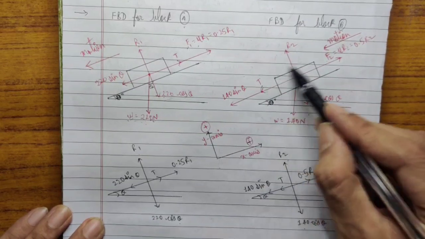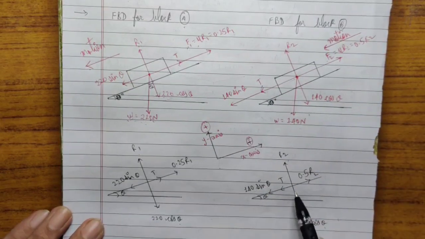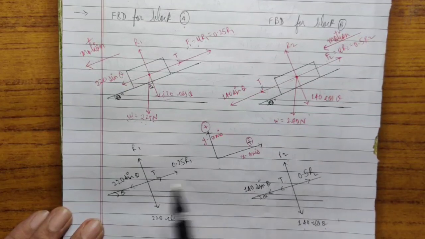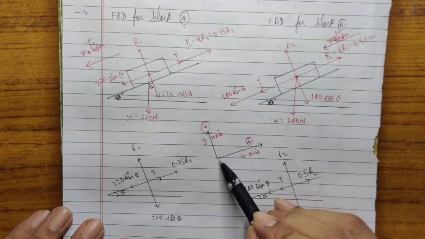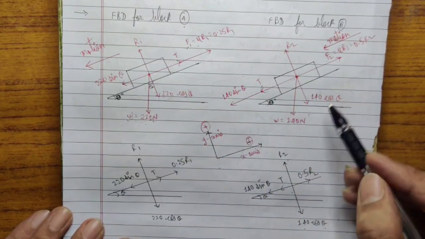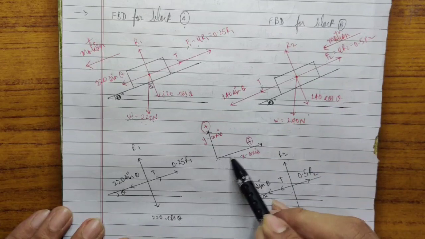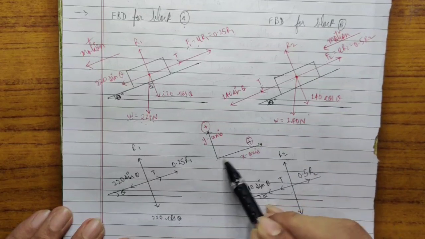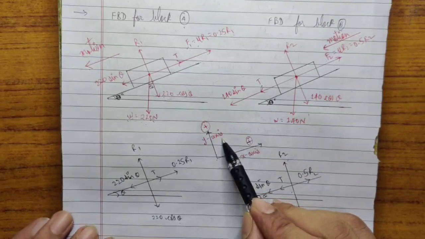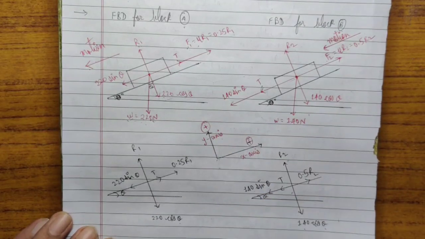So I have just eliminated this block so that you can easily take two conditions, summation H equal to 0 and summation V equal to 0 based on these two diagrams. And since our surface is inclined, we will consider our x-axis as inclined. So this will be x-axis and perpendicular will be the y-axis. Now see, we will take summation H equal to 0 and summation V equal to 0.